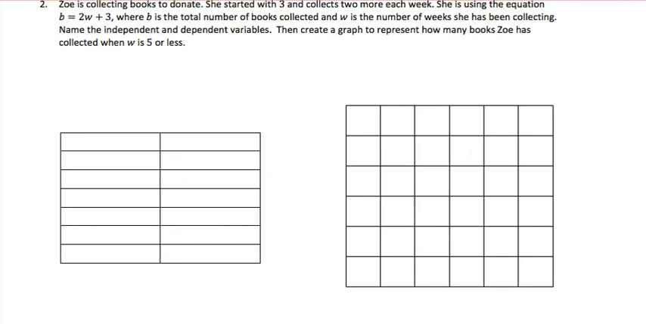In exercise 2, Zoe is collecting books to donate. She started with 3 and collects 2 more each week. She's using the equation B is equal to 2W plus 3, where B is the total number of books collected and W is the number of weeks she has been collecting. We need to name the independent and dependent variables and then create a graph to represent how many books Zoe has collected when W is 5 or less.